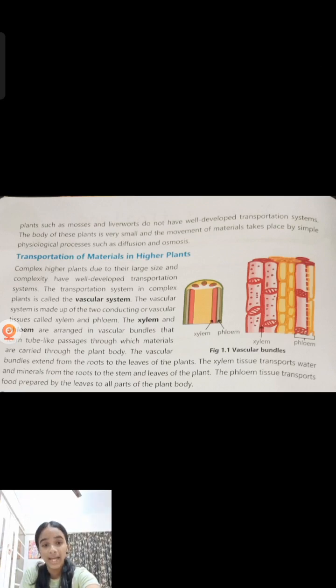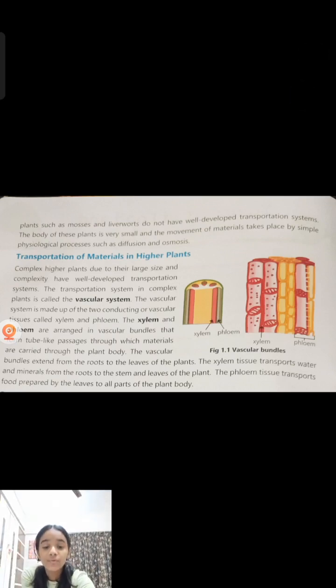Now, question number 8. What is called the vascular system, and what is the vascular system made up of? The transportation system in complex plants is called the vascular system, and the vascular system is made up of two conducting or vascular tissues called xylem and phloem.